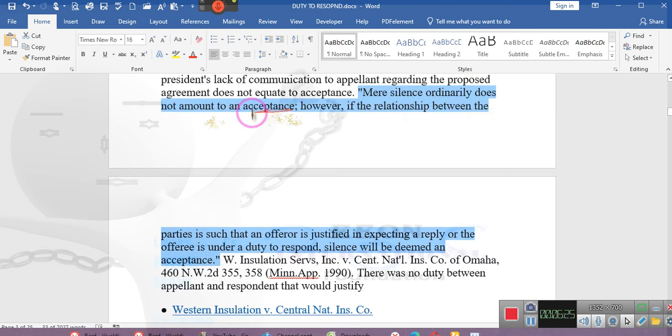Okay, so ladies and gentlemen, notice this one right here. Mere silence ordinarily does not amount to acquiescence or acceptance. However, if the relationship between the parties is such that an offer is justified, pay attention, prior relationship, and the expecting a reply or the offeree is under duty to respond, silence is deemed as an acceptance. That's what y'all gotta know. So you ain't gotta prove your contract is valid. You just have to now go to small claims court and get the contract conditional acceptance deemed lawful. That's all you got to do. Now you can go get your, pay attention. Don't worry about the fact that a court has already said this or already said that. Get the contract valid under this right here, duty to respond.